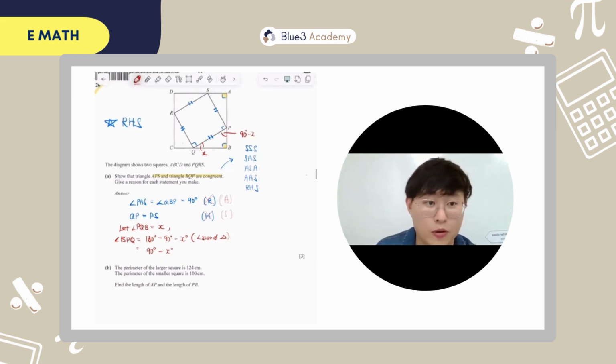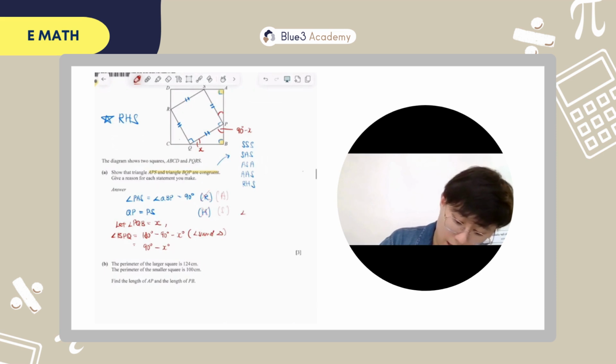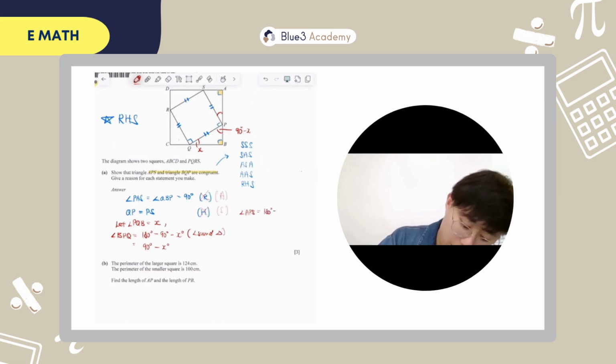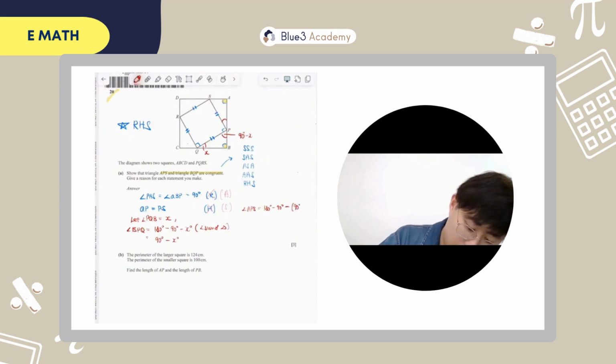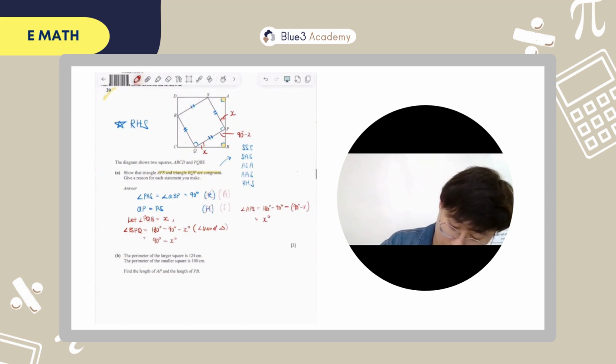From here, what I'm going to do is continue. I'm going to try to find out what is the angle APS. So I'm going to say angle APS is equal to 180 minus 90 minus (90 minus X). So that's going to give you X. So this angle here is X. So actually you've already proven that the two angles are the same. So I'm going to say that angle PQB is equal to angle APS, which is equal to X.